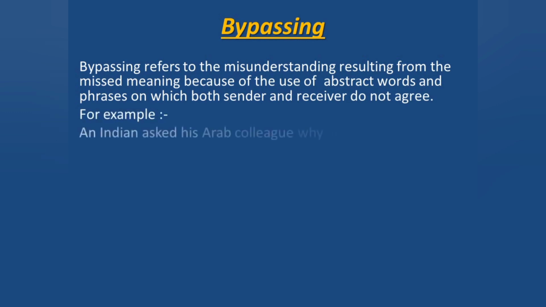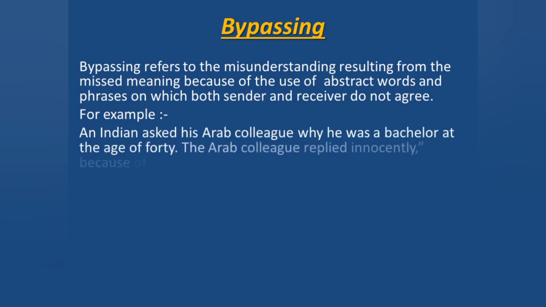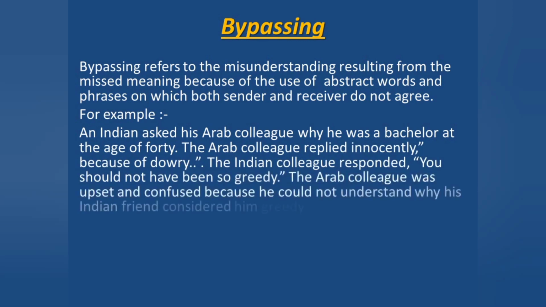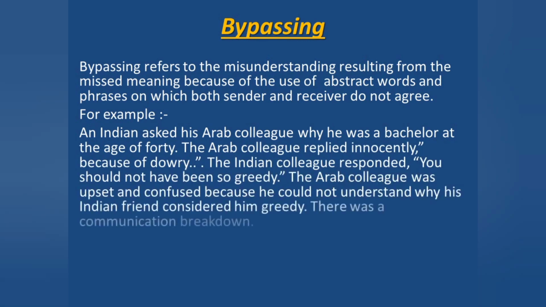an Indian asked his Arab colleague why he was a bachelor at the age of 40. The Arab colleague replied innocently, "Because of dowry." The Indian colleague responded, "You should not have been so greedy." The Arab colleague was upset and confused because he could not understand why his Indian friend considered him greedy. There was a communication breakdown.